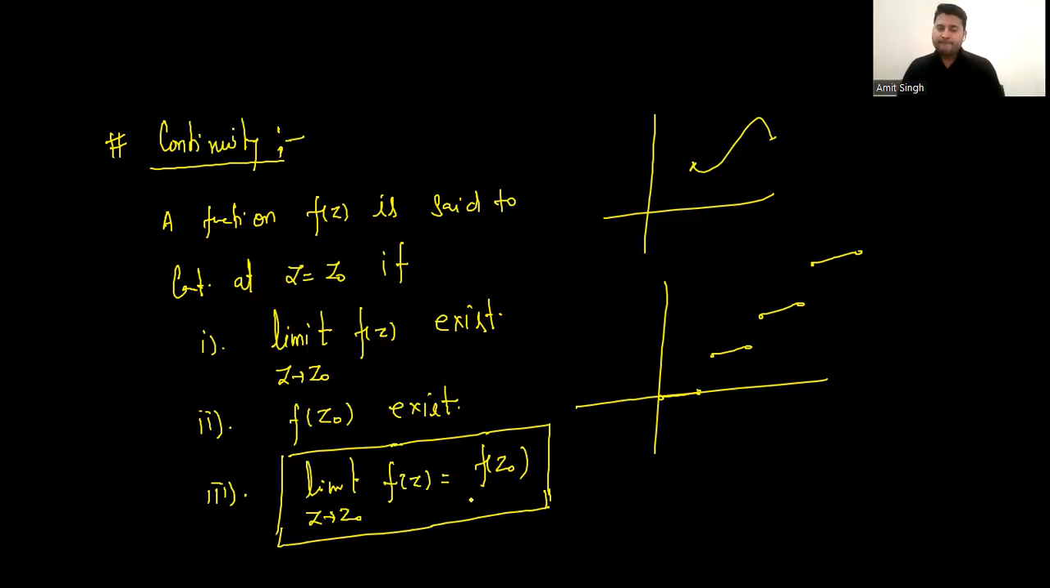So it means what? If the limit does not exist, the function is not continuous. Getting it? So firstly, the limit is important. Then if the limit exists, we need to find the value of the function at the point. Second thing. And the third thing, both of them must be equal to each other. If this is the case, we will say the function is continuous, otherwise not continuous.